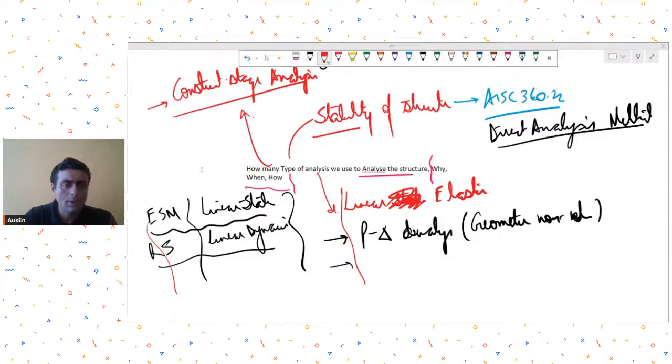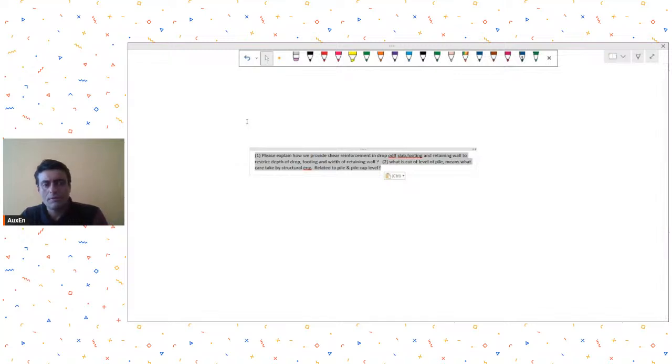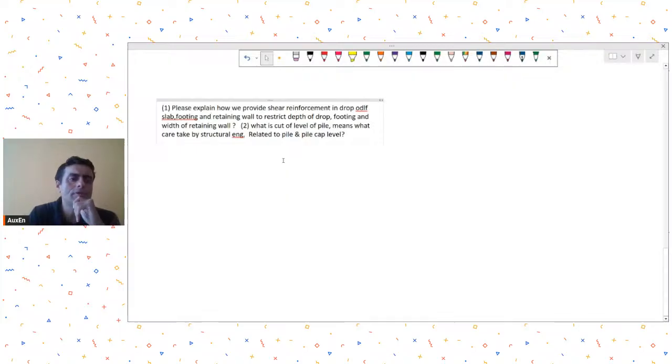Please explain how to provide shear reinforcement in drop... So this is from engineer Abhijit from Pune. He is a working professional and he's asking, please explain how to provide shear reinforcement in drop, slab, footing, and retaining wall to restrict depth of drop, footing, and width of retaining wall.